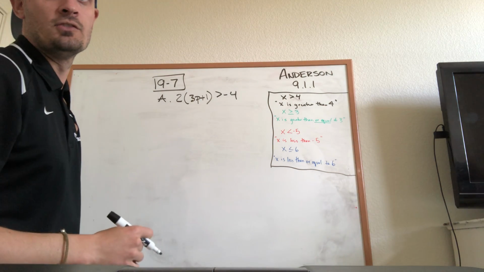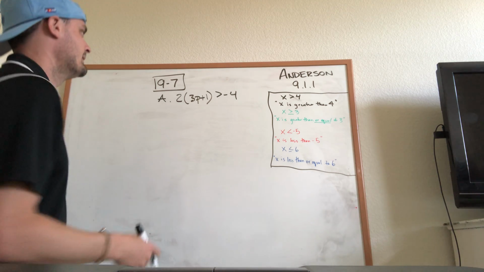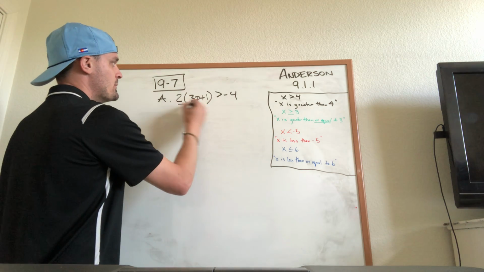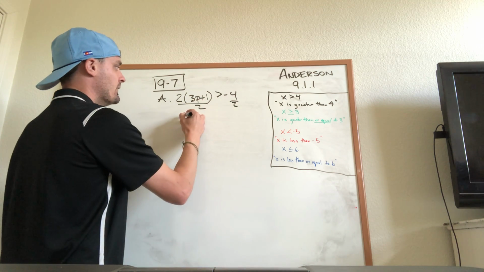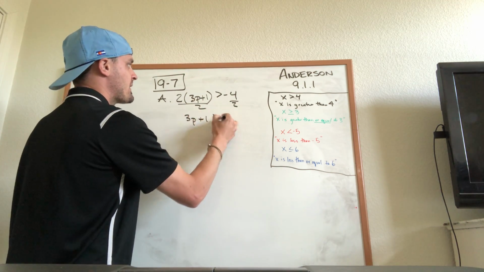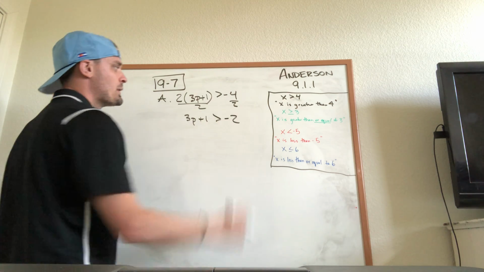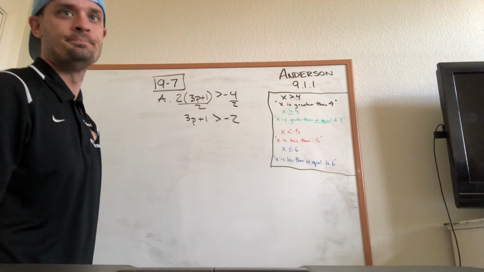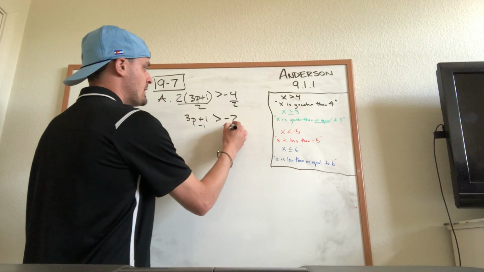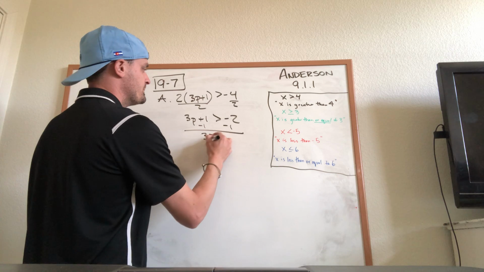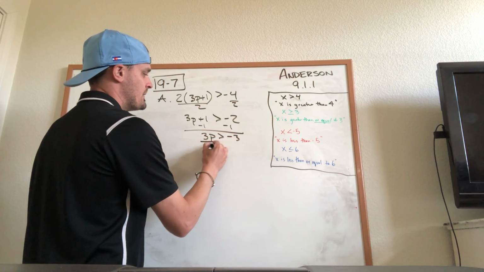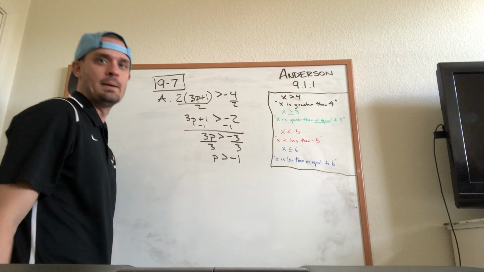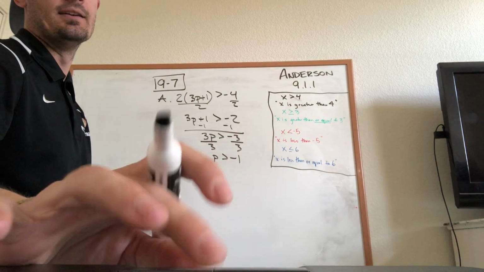Okay, so we can solve this just like we normally would. You can either divide by 2 right now, or you can distribute. I'm going to divide by 2 since it works out nicely. So I get 3p plus 1 greater than -2. Subtract 1 and divide by 3. So I get p is greater than -1.